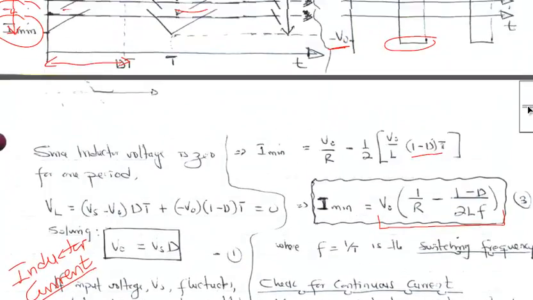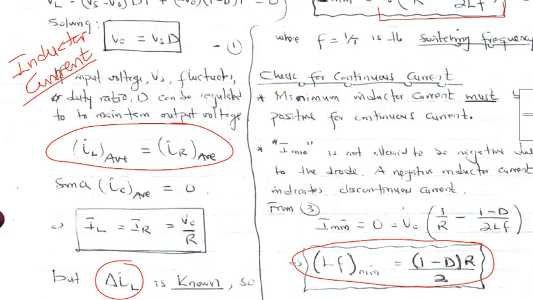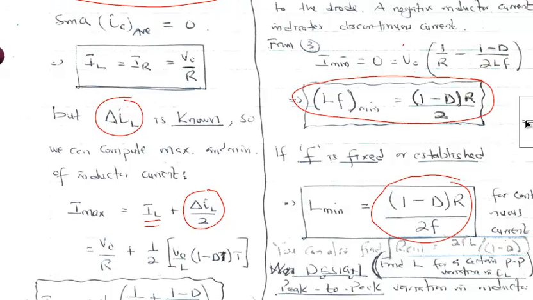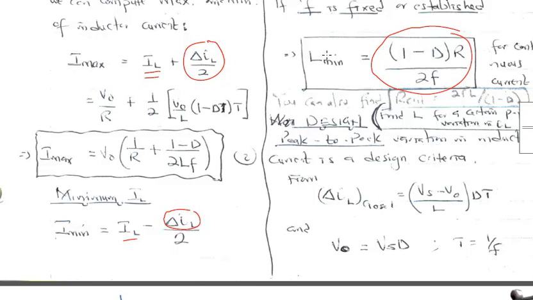So we now know how to calculate the average inductor current. We know how to find the minimum inductor current, and we know how to find the maximum inductor current. What else do we know? We know the conditions which need to be met to make sure that our buck converter is operating in a continuous current mode of operation. If we are looking for the product of L and F, then that should be the minimum value, given that D is known and R is known or fixed. The minimum inductor, given that D, R, and F are fixed, is supposed to be equal to that.